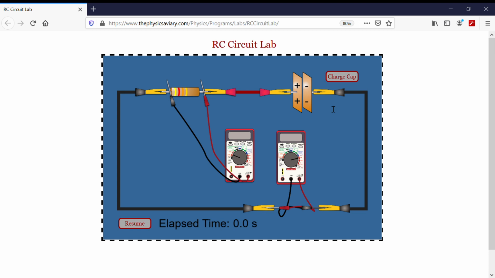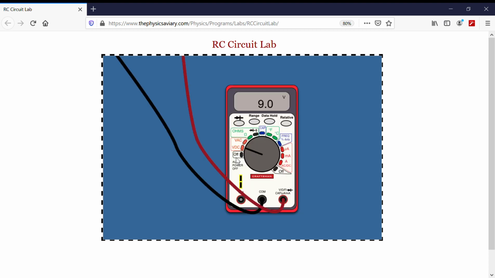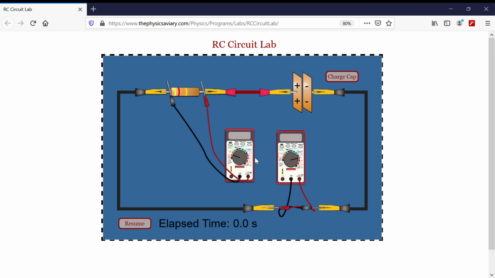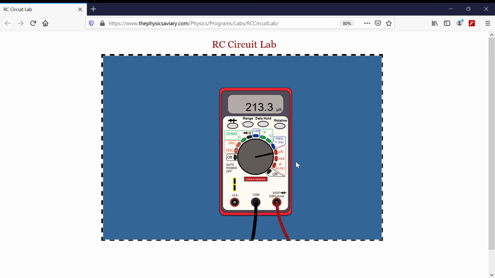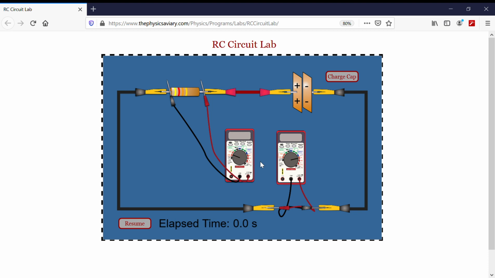Now, let's find the voltage across our resistor. In order to do that, we first have to click on charge cap. Okay, just did that. Click on the voltmeter, and I read that the voltage across the resistor is 9 volts. Now let's find the current. Click on the ammeter, the current is 213.3 microamperes. Let's go back to the circuit.